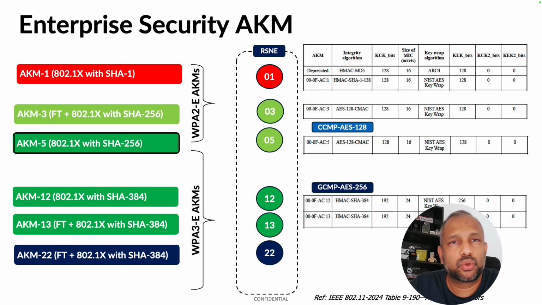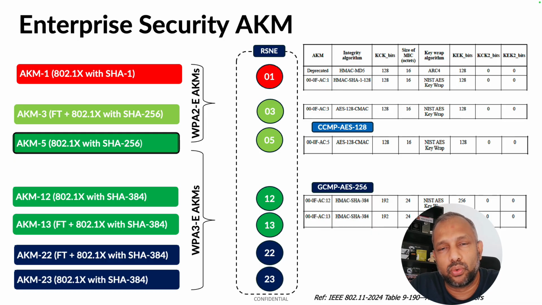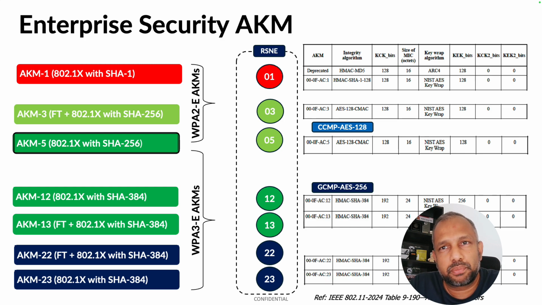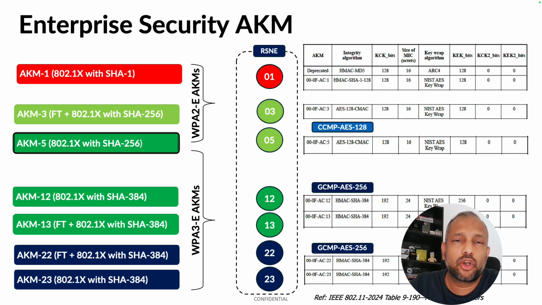In that way, I'm sure AKM values 23 and 22 are being added to the AKM table. But if you look at it, it's still the same fast transition with .1x, SHA-384. In that way, from an encryption point of view, this will provide 256-bit encryption. So the difference is going to be, I would assume, that 12 needs EAP-TLS for sensitive environments, but 22 and 23 may come without that much restriction. Probably they may be introducing them for Wi-Fi 7 kind of connectivity.